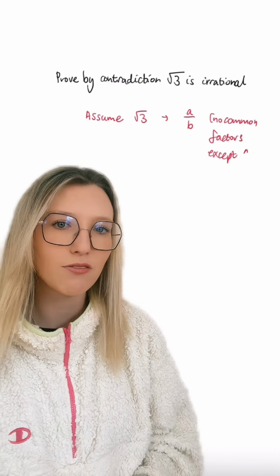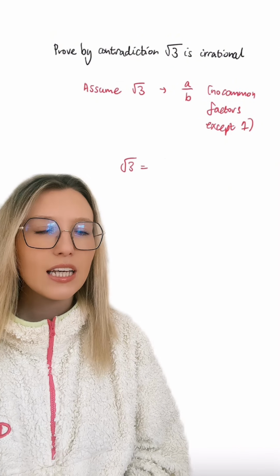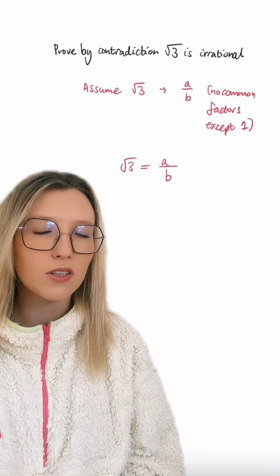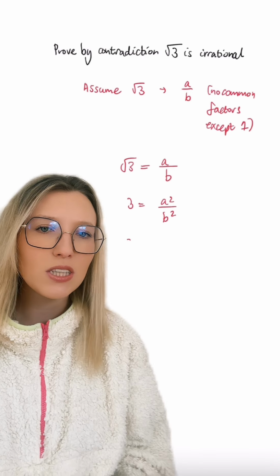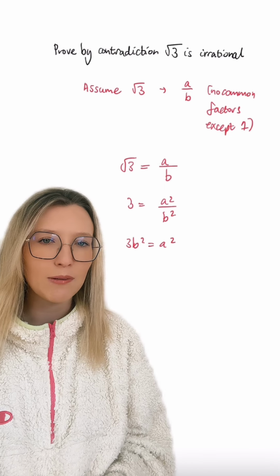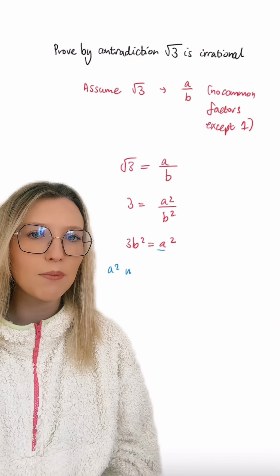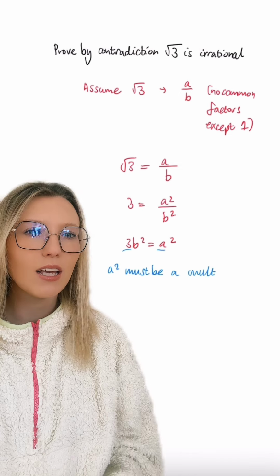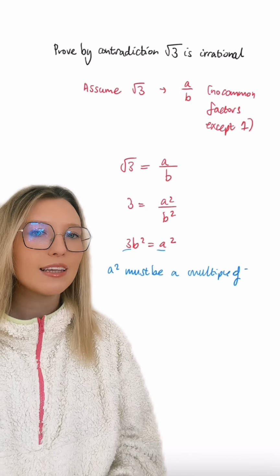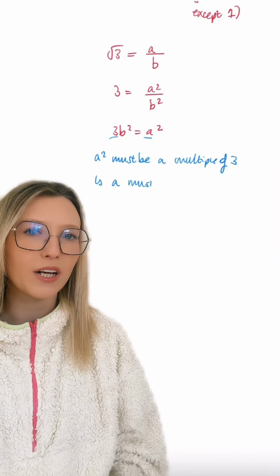So let's go ahead and rewrite this. We've got root 3 equal to a over b. If we square both sides, to get rid of the square root, we're going to end up with 3 equaling a squared over b squared, which means 3b squared equals a squared. Now, if a squared equals 3b squared, we know that a squared must be a multiple of 3, as we can see, it's 3b squared. If a squared is a multiple of 3, that also means that a must be a multiple of 3.